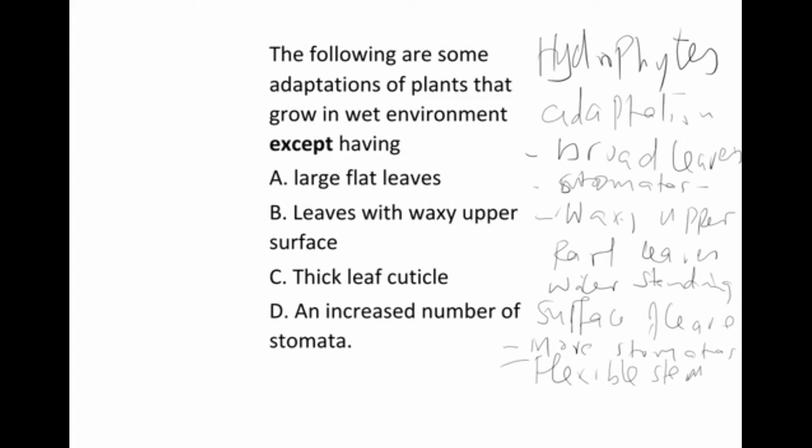Looking at our question, the plant that grows in wet environments has the following adaptations, except having. The answer there is they have a thick leaf cuticle. That is an adaptation for xerophytes. Xerophytes are plants that grow in dry areas, so they have thick cuticles on their leaves to reduce the number of stomata.